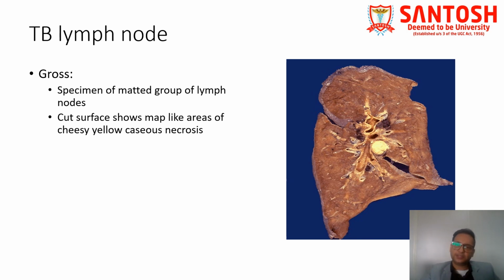So caseous necrosis is the name given to cheese-like appearance. So you can see this is yellow cheese-like appearance. That's why the name cheesy necrosis or caseous necrosis. So gross specimens show matted lymph nodes and cut surface shows yellow caseous necrosis.